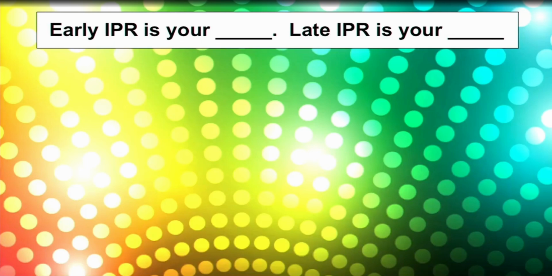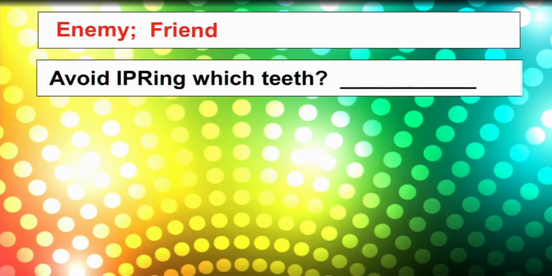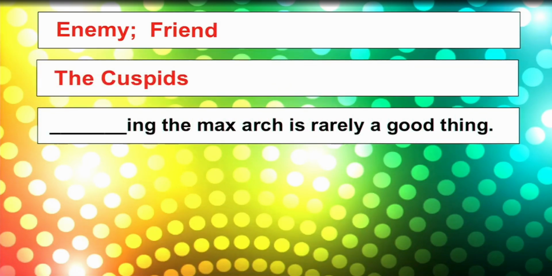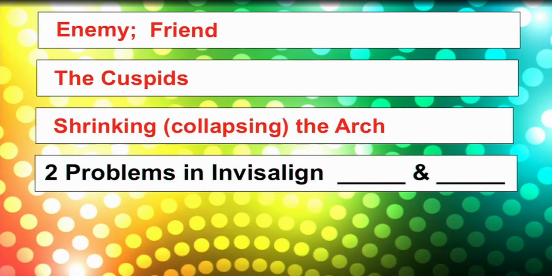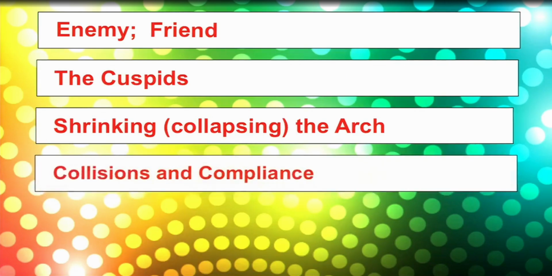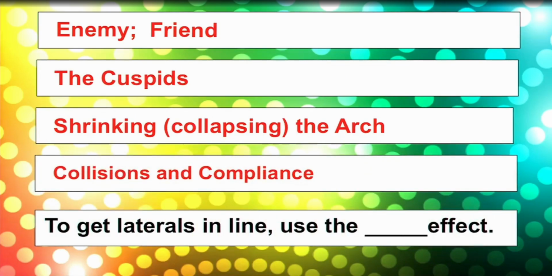Okay, now we get to the harder ones. These are fill in the blank. Early IPR is your, and late IPR is your. Thank you very much. Good. Avoid IPRing which teeth? Oh, you are good. The cuspids. Okay. Blanking the maxillary arch is rarely a good thing. Collapsing or shrinking. Good. And 2 problems with Invisalign. Collisions and compliance. Okay. And to get laterals in line, use the.